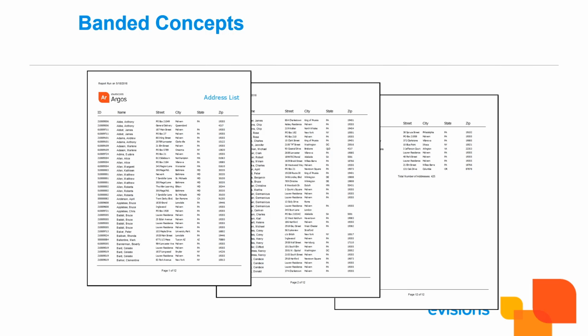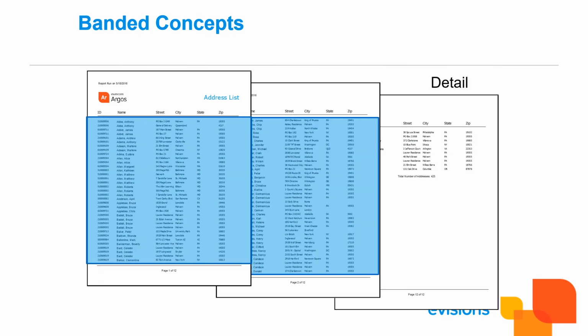The first band we're going to talk about is the detail band. The detail band is the most important band within a report because it contains the record information being returned from the data source. One detail band contains the information for one record, and the detail band repeats for each record to the end of the report. While the rest of the bands we are going to talk about are optional, a report must have a detail band.